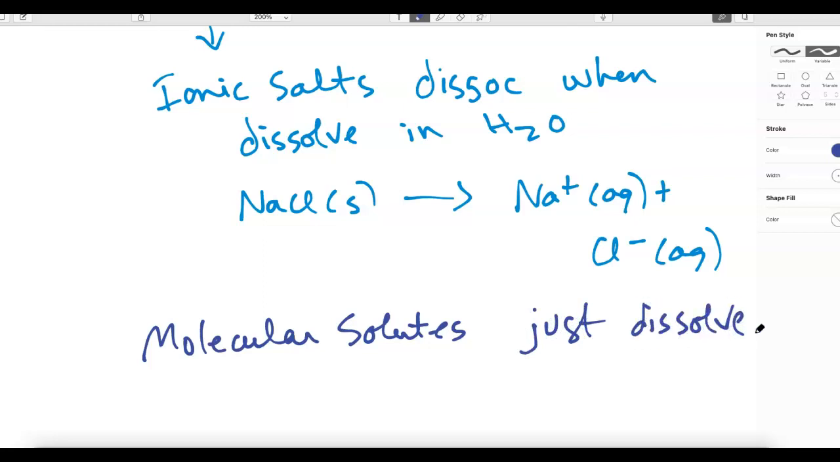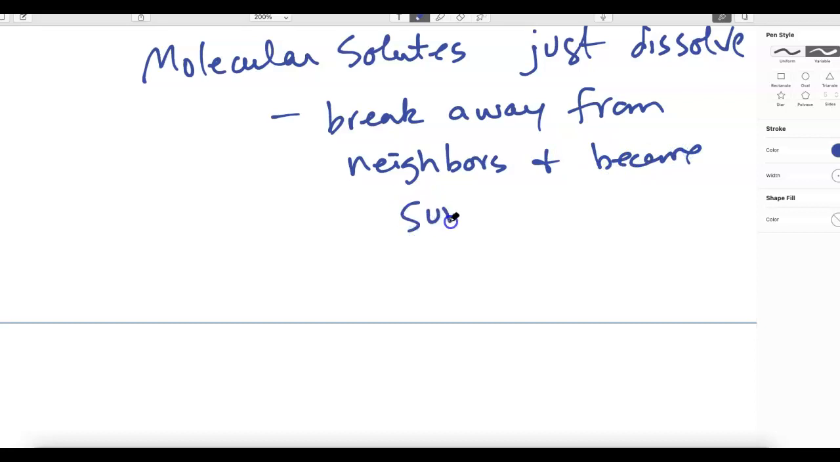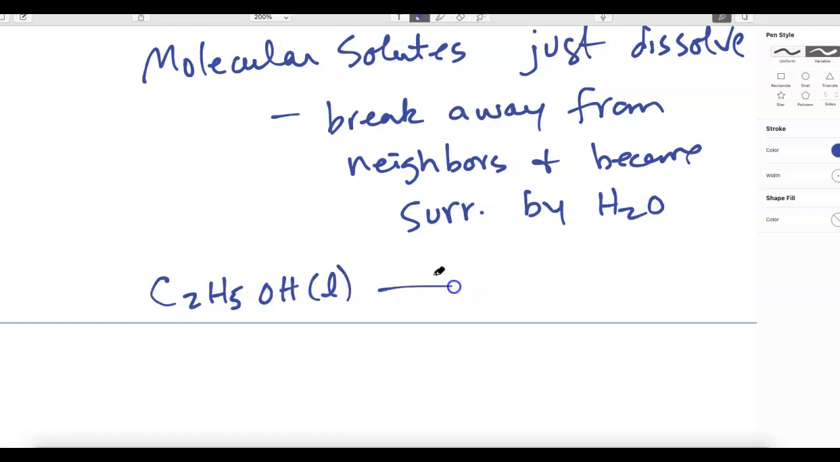And we talked about this last week in the lab that we did. That just means that they break away from each other, break away from their neighbors, and become surrounded by water. So that would be something like ethanol. It's a liquid on its own, but I can dissolve it in water. It's still ethanol. It's just that now the separated molecules are surrounded by water molecules.